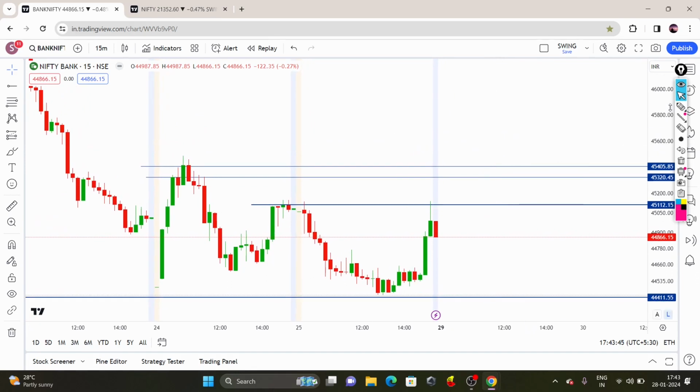What if Bank Nifty makes a direct gap up open around 45,400 to 45,500 level? Then we have to wait for some consolidation or some sideways momentum.